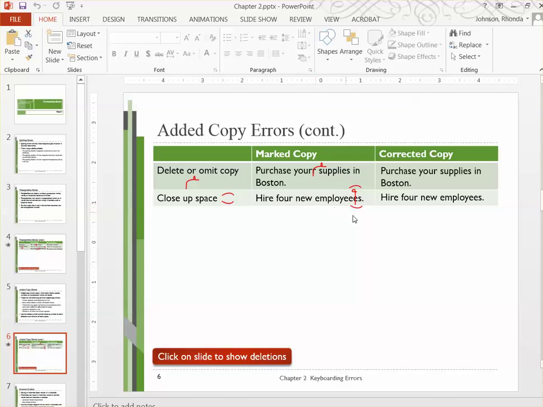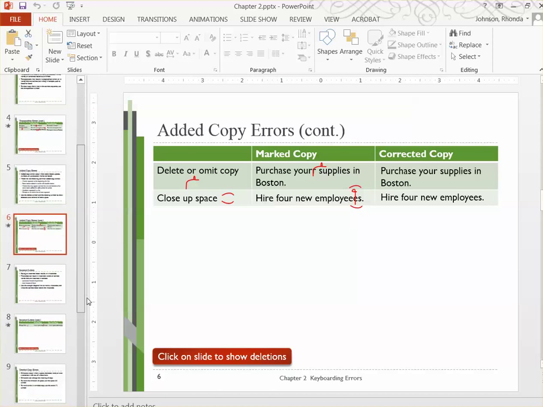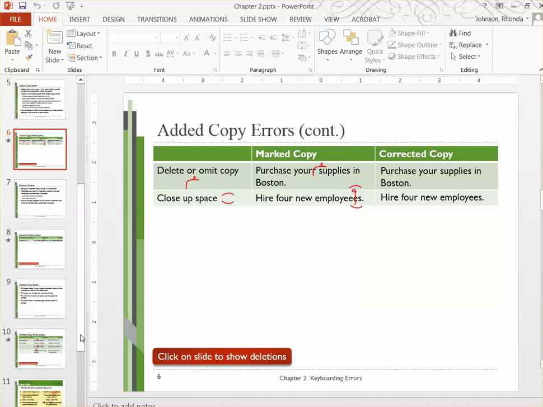Hire 4 new employees, and you've got an extra E stuck in the middle of the word, so you're going to indicate that you're going to get rid of the E using this, and then you're going to close up that space, which is here. And it should then look like this. Now, of course, we use the computers, and that's going to look different in track changes, which when we move through the course, I will show you that as well, but not in this chapter.